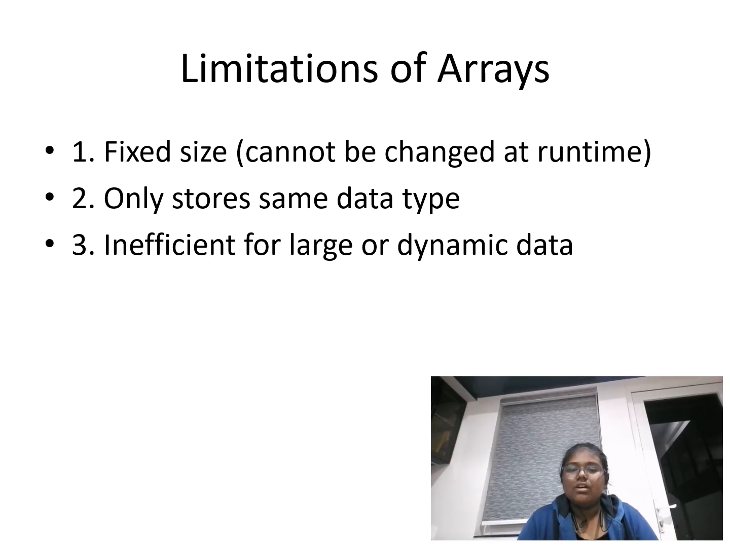Limitations of arrays. They are fixed size. We cannot change the size at runtime, and an array only stores the same data type. It can store only the integer data type at once, or the float data type at once, or the double data type at once. So it cannot store both at the same time. And it is inefficient for dynamic data too.